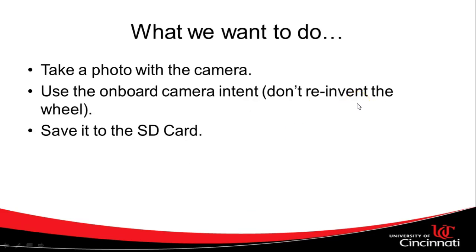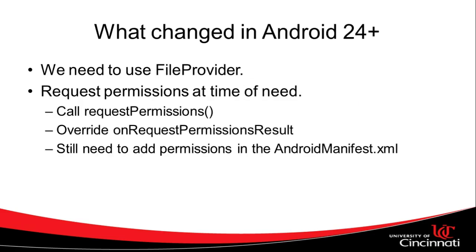What we want to do is take a photo with the camera, use the onboard camera intent, and save it to the SD card. Here's what changed that we're going to address in this video. We need to use something called a file provider, which is something that we define in the Android manifest. That allows us to basically proxy permission to write to the SD card over to the camera app, because the camera that we're invoking is what's actually saving this image to the SD card, and we have to give it permission to do so.